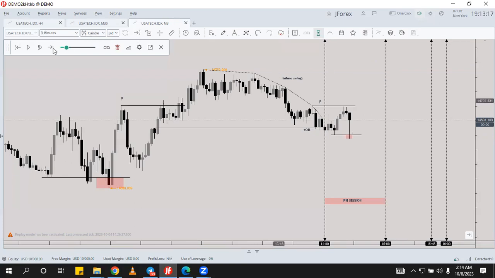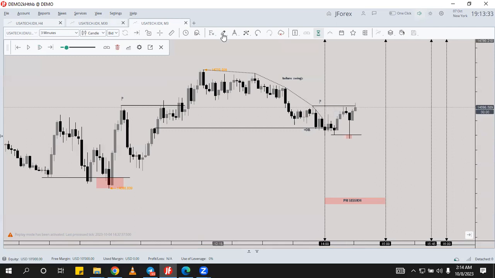So let me open up the next candle. Next candle. Now, what do you notice there? We can now see the confirmation. Price has broken that level. So that is a confirmed market structure shift.